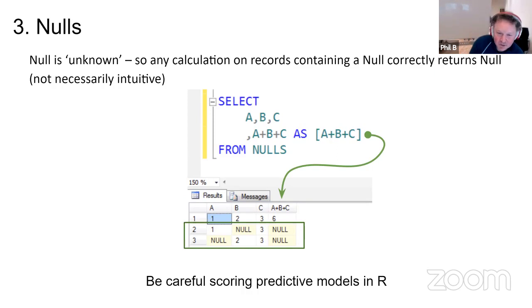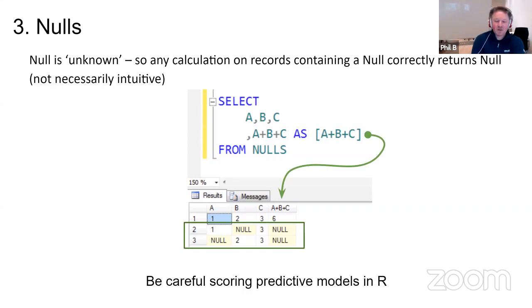But if any of those values is unknown or null, A plus B plus C is always unknown, because if we don't know any one value, we can't tell you the answer because the answer by definition is unknown. That's kind of not intuitive. A lot of people might think 1 plus null plus 3 is 4, or null plus 2 plus 3 is 5. It's just not the case.